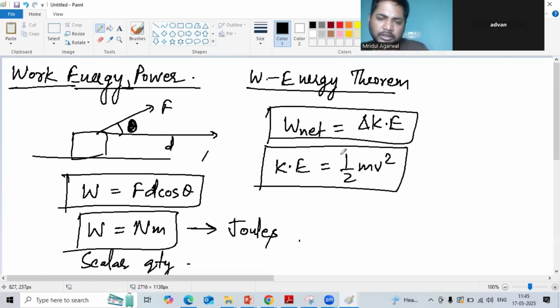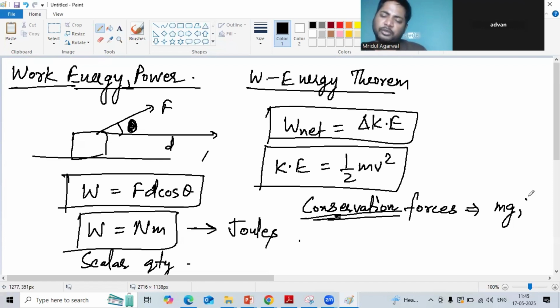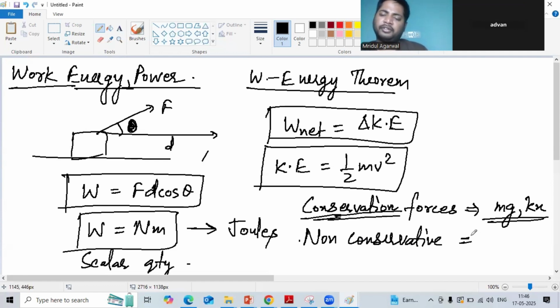One more thing, if you talk about forces, there can be conservative forces where the energy is conserved, like gravitational force and spring force. So these are conservative forces. Non-conservative forces are those which incur a loss in energy, like friction. The work done is path dependent, and it is basically converted into heat, and heat cannot be utilized in such a case.